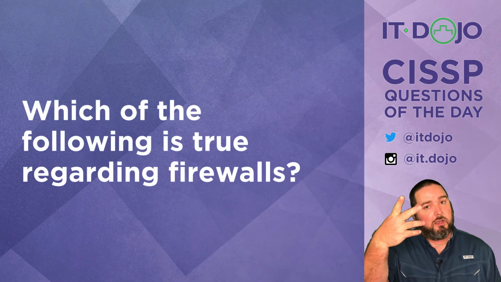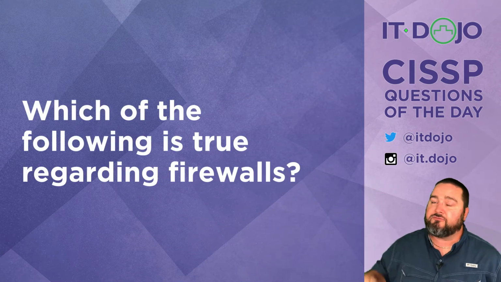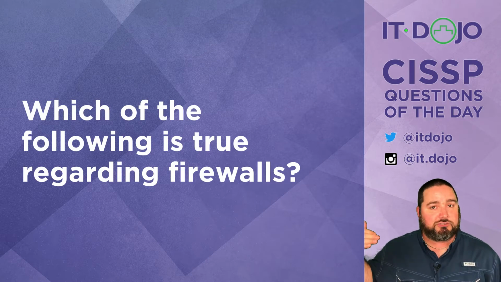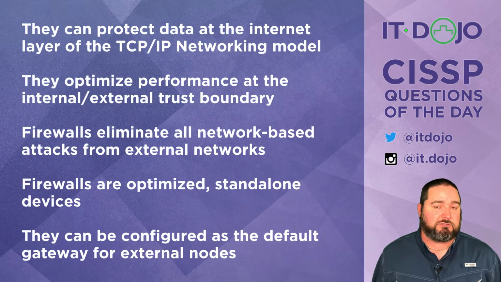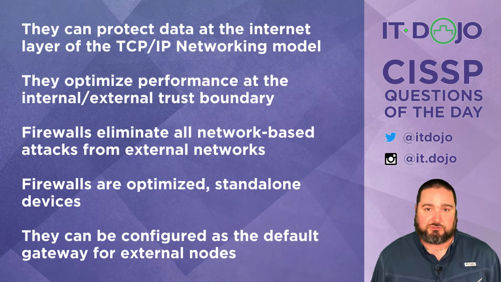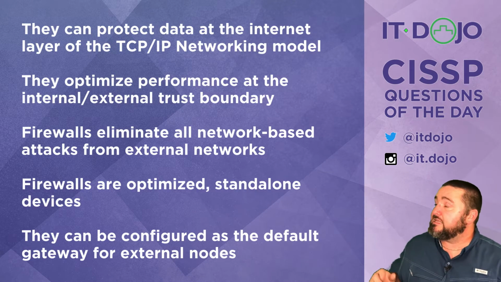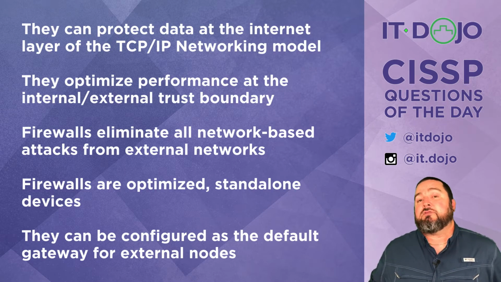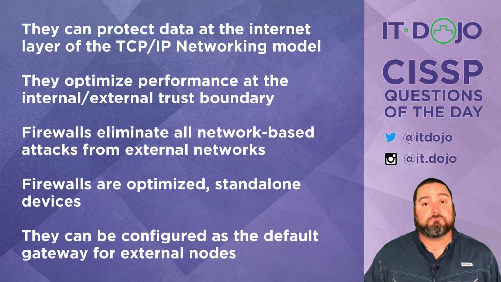Question number 1. Which of the following is true regarding firewalls? There's a whole bunch of words. Click pause, read those words, and then when you're ready, click play, and we will talk about which of those words are correct words. All right, first answer choice is they can protect data at the internet layer of the TCP/IP networking model. This is true.